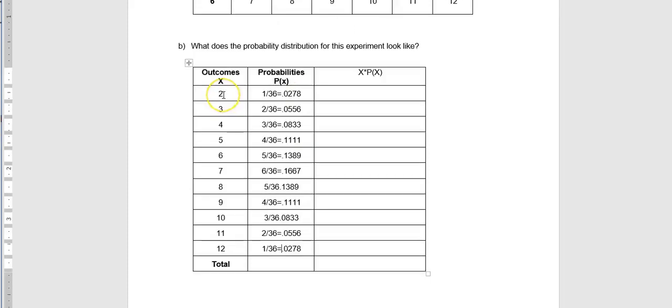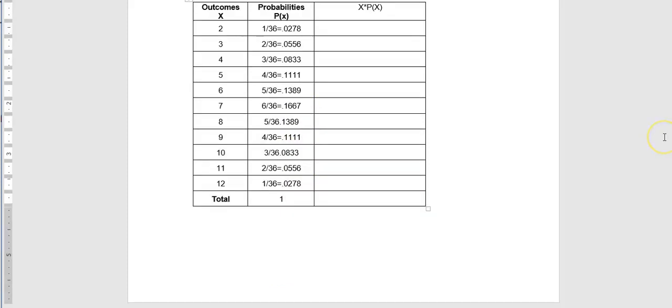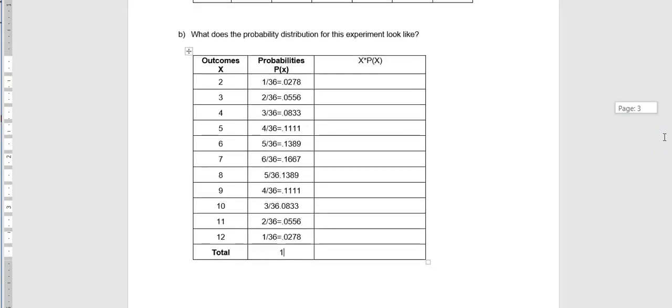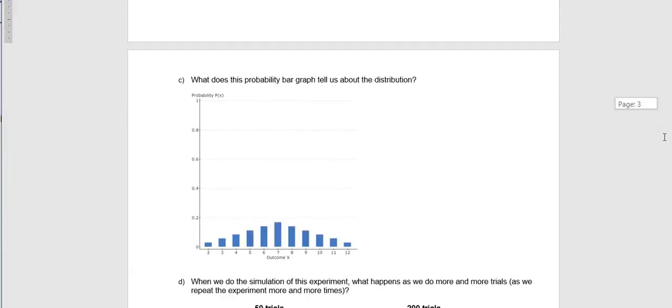This gives me my probability distribution because I have all of my outcomes as numbers and I have the probabilities for each one. I could check my probabilities by adding them all up. If I do that, I'm going to get 1 if I add it up with the fractions, and if I add up the decimals, it might be just a little bit off because of rounding error. But it's going to be close enough to 1 just for me to be able to check and make sure that those are right.